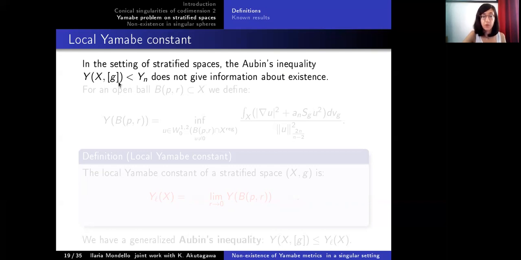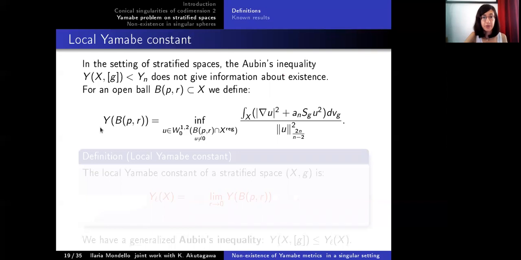Here, if you ask the Yamabe constant of the global stratified space to be strictly less than the Yamabe constant of the sphere, this does not give any information about existence. And we will see why. You need to introduce a new conformal invariant, which is the local Yamabe constant. Remember that the Yamabe constant of the sphere was in some sense the limit of the Yamabe constants of small balls when the radius goes to 0. So let's start by defining the Yamabe constant of a ball in a stratified space.